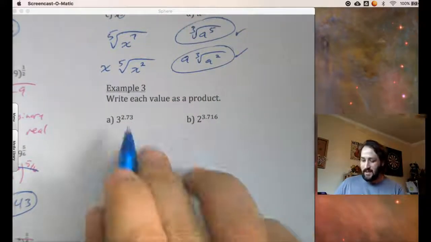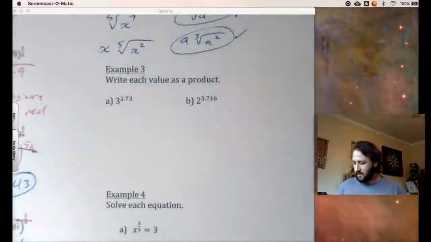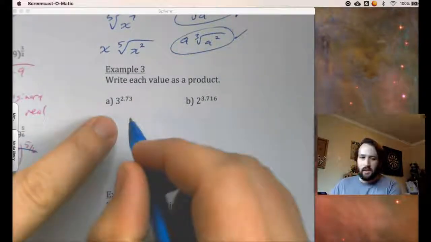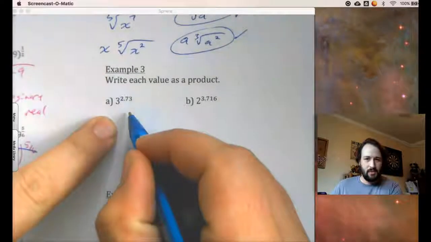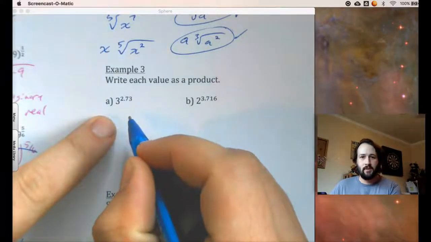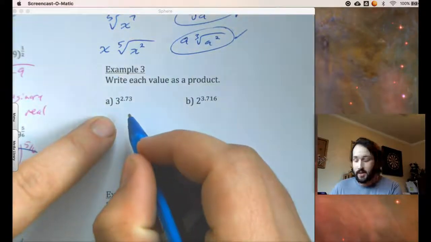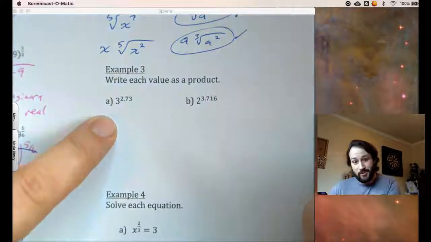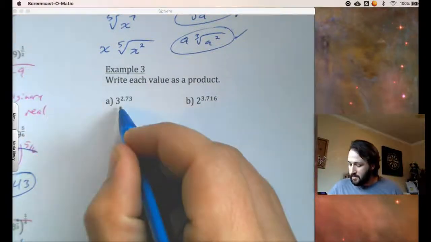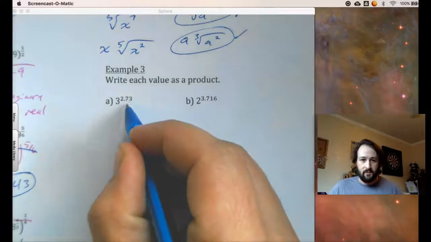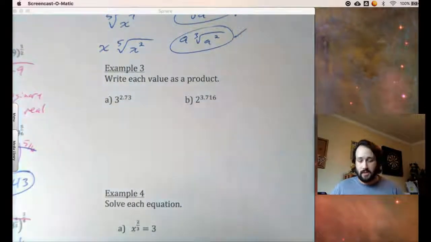All right, write each value as a product. So we were talking about exponents. This is something that doesn't really come up very much, but Apex is going to ask you questions about it, so I want to make sure that you saw it. So we have 3 to the 2.73. You can come up with what value this really is.